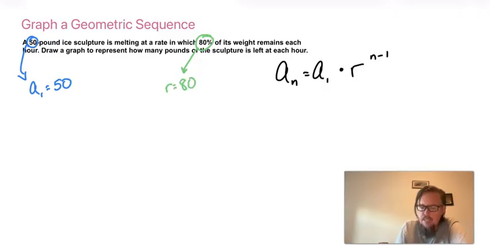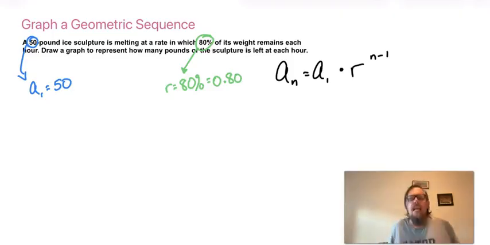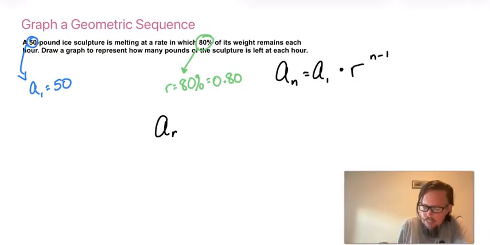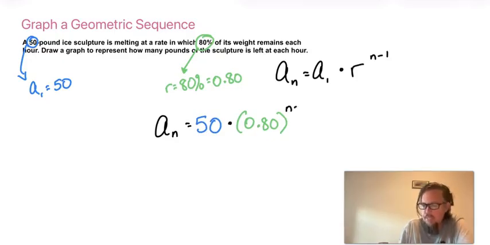R is 80%. Now, of course, we can't put 80% into a calculator or into an equation, so we're going to write that as a decimal, 0.8 or 0.80, whichever one you like. And so that's it. That's going to be our equation. So A sub n equals 50 times our rate of 0.8 to the n minus 1 power.